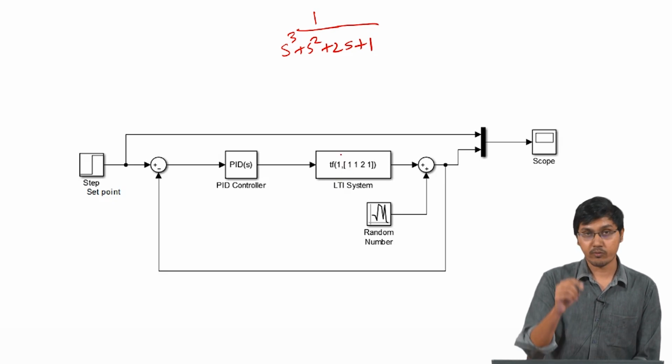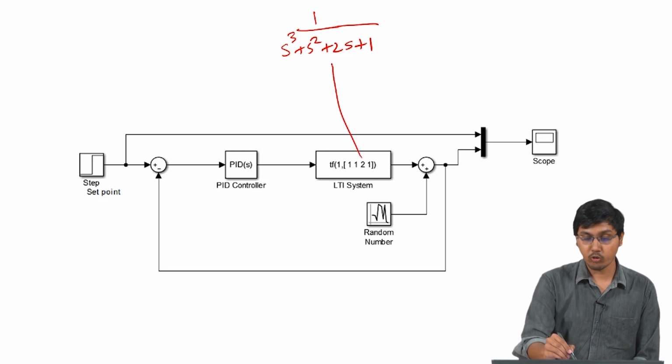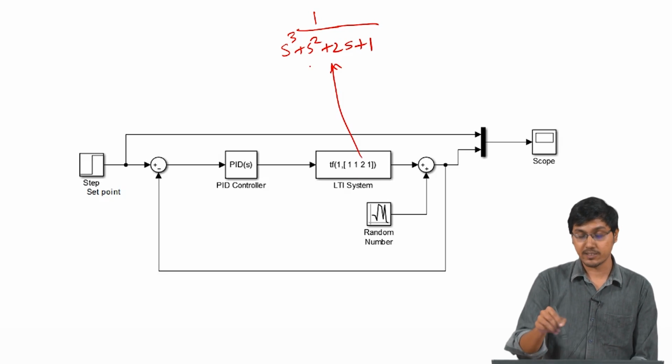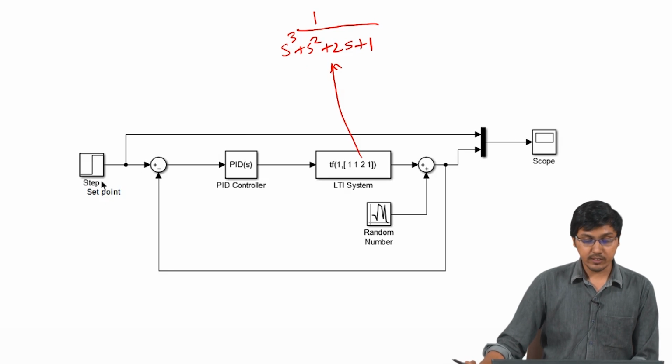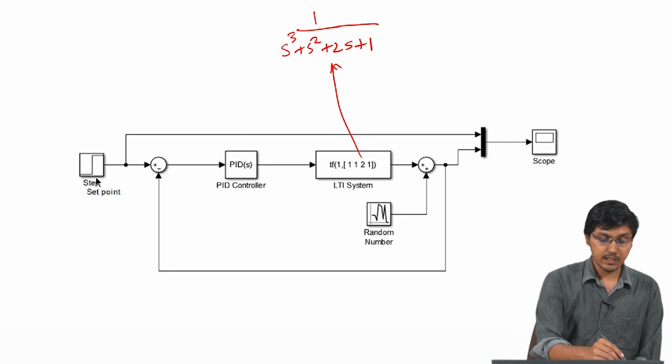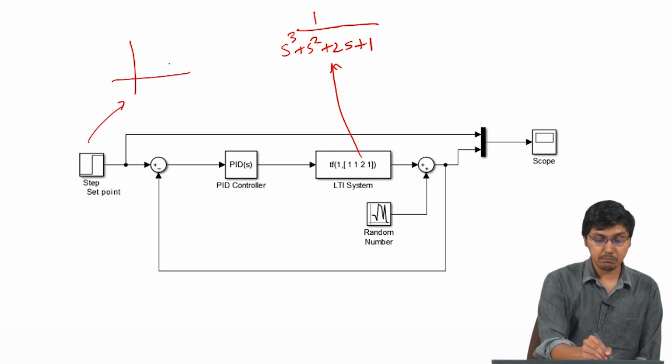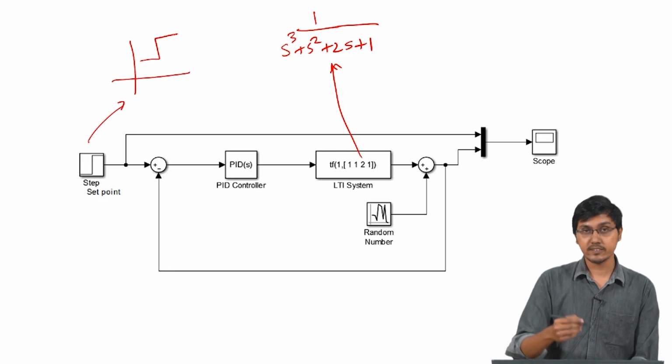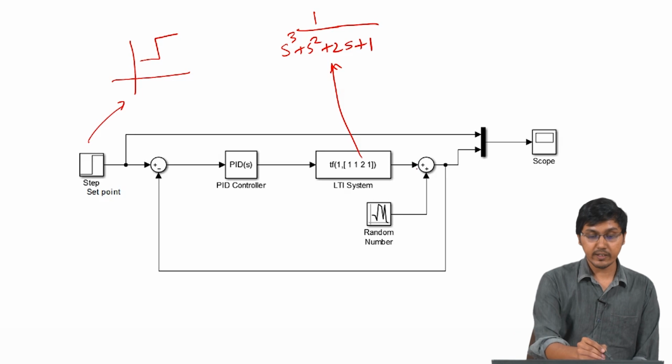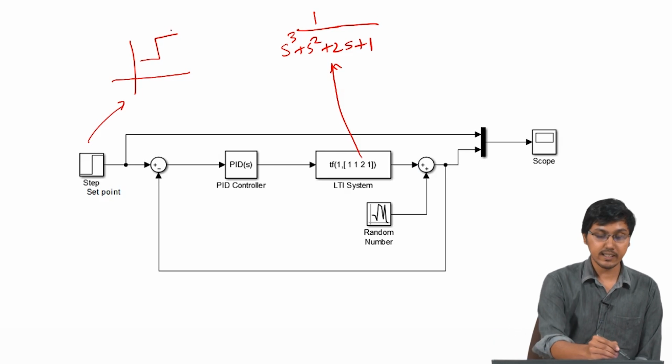The first entry is the numerator, and the others correspond to the coefficients in the denominator for the powers of s. This is the set point, to which we are giving a step input. We want to change the value of the controlled variable by a step input and see how the system behaves. Basically, we are trying to achieve a servo response.